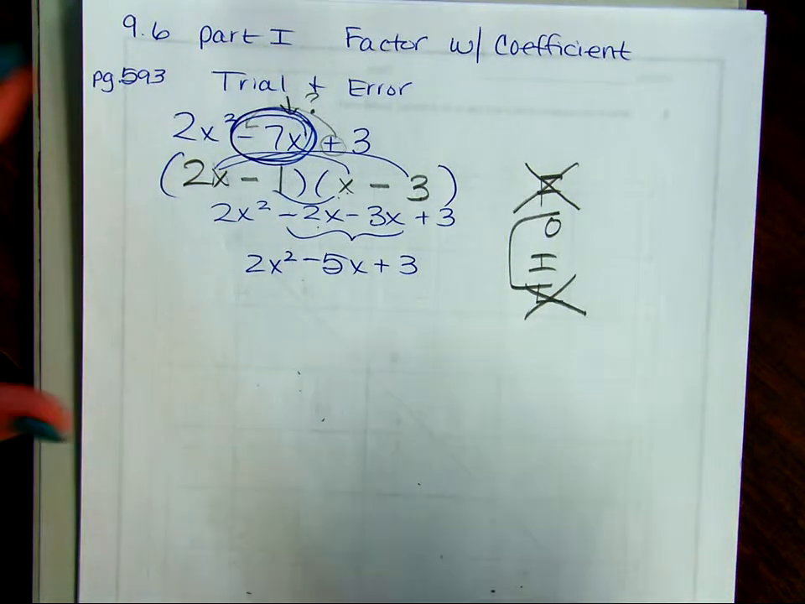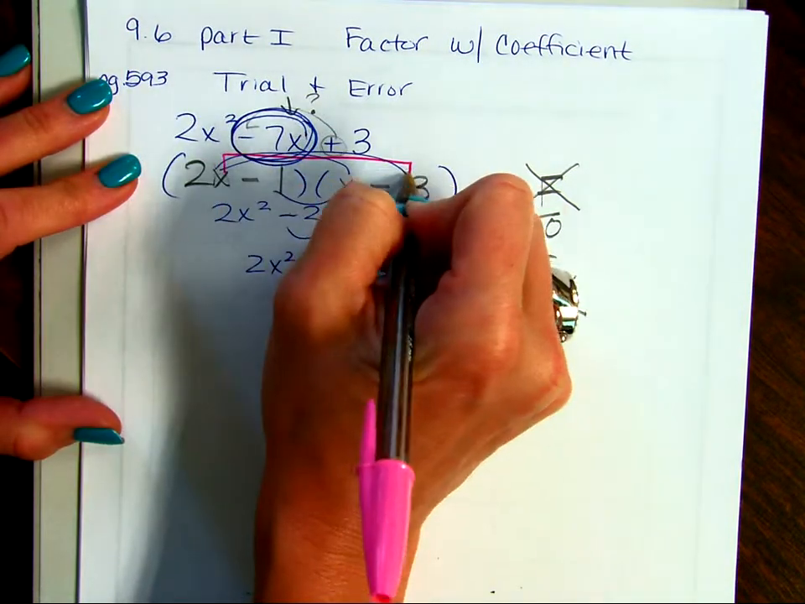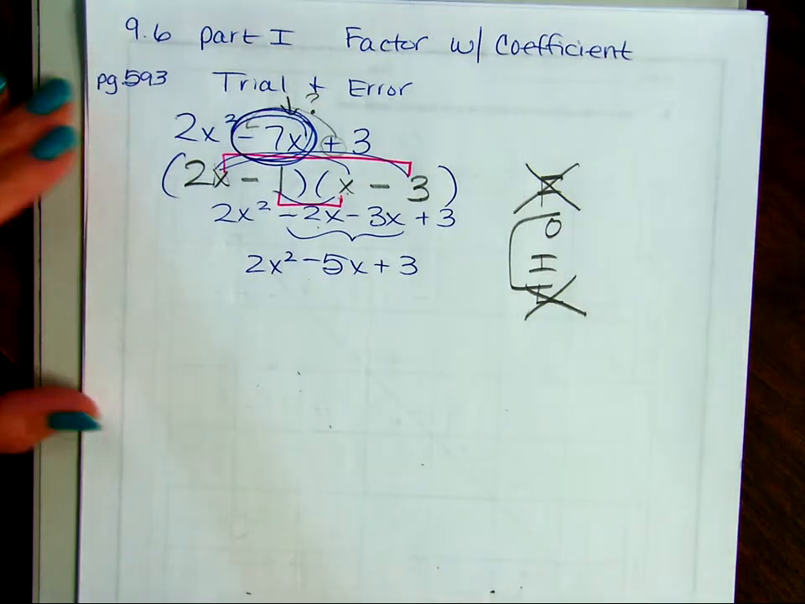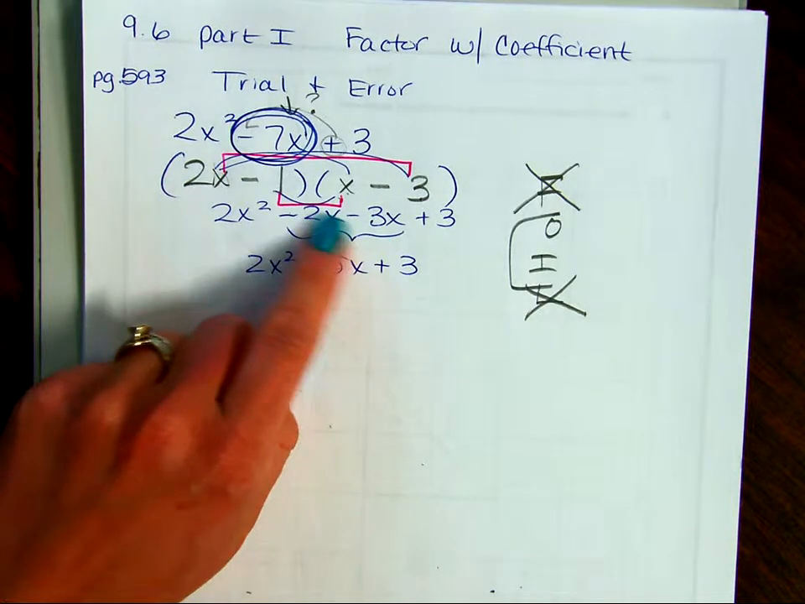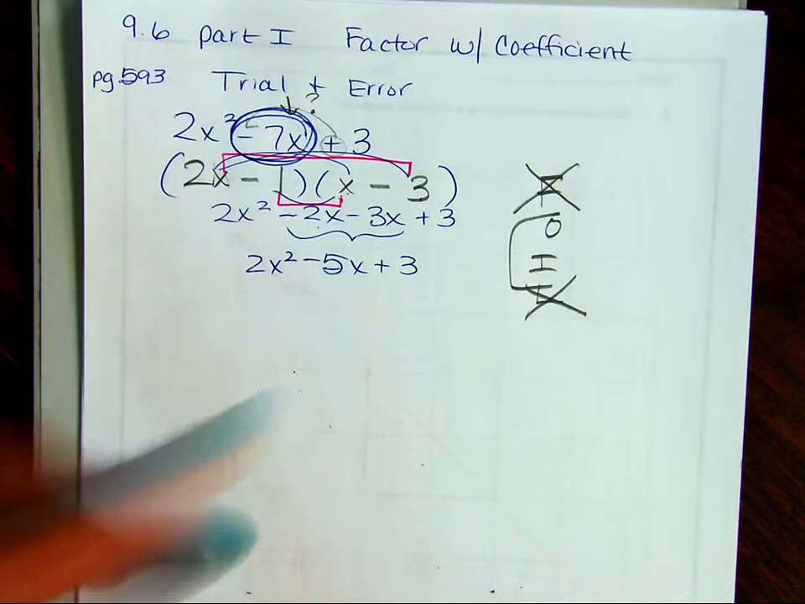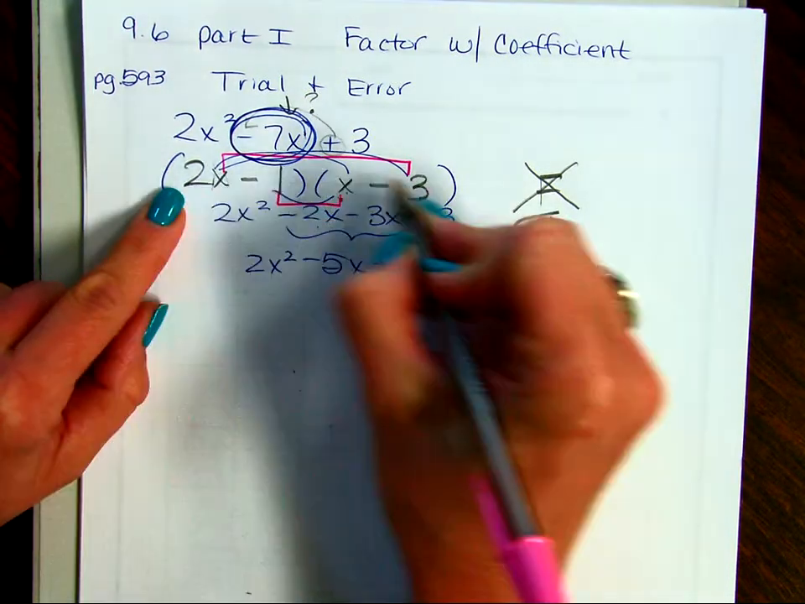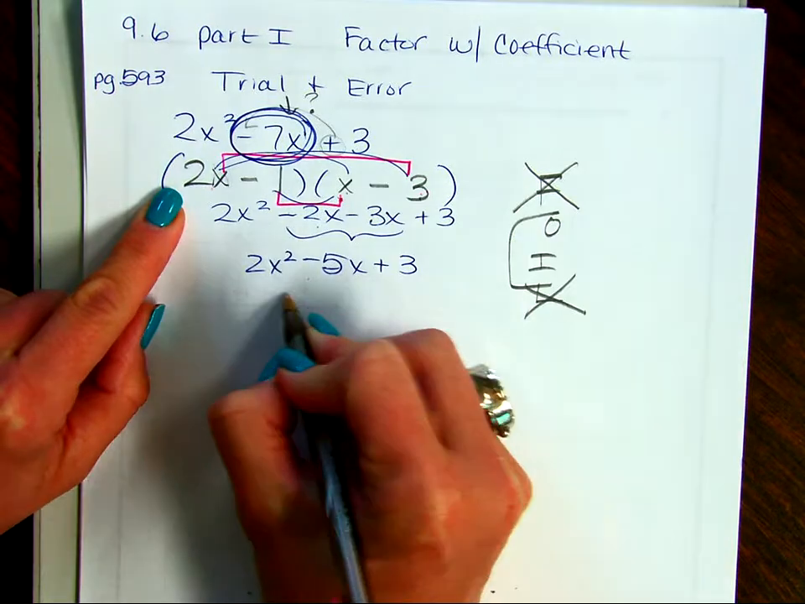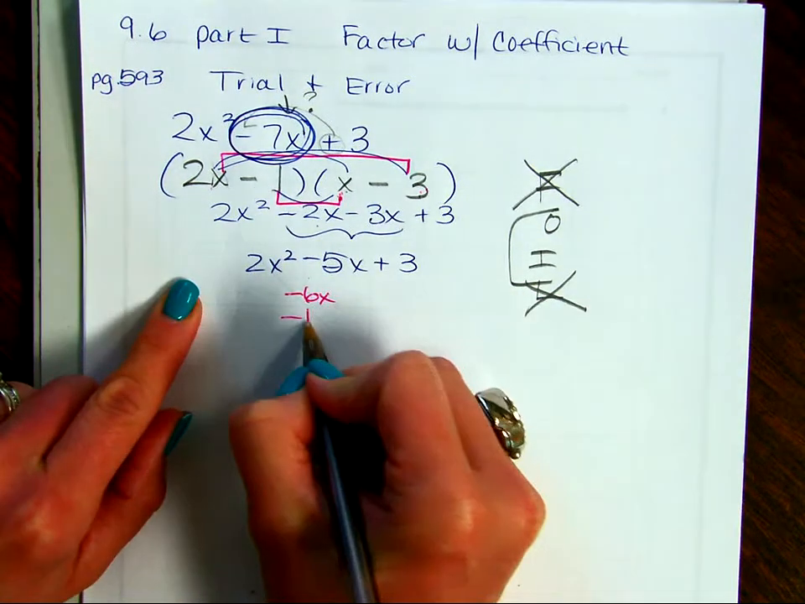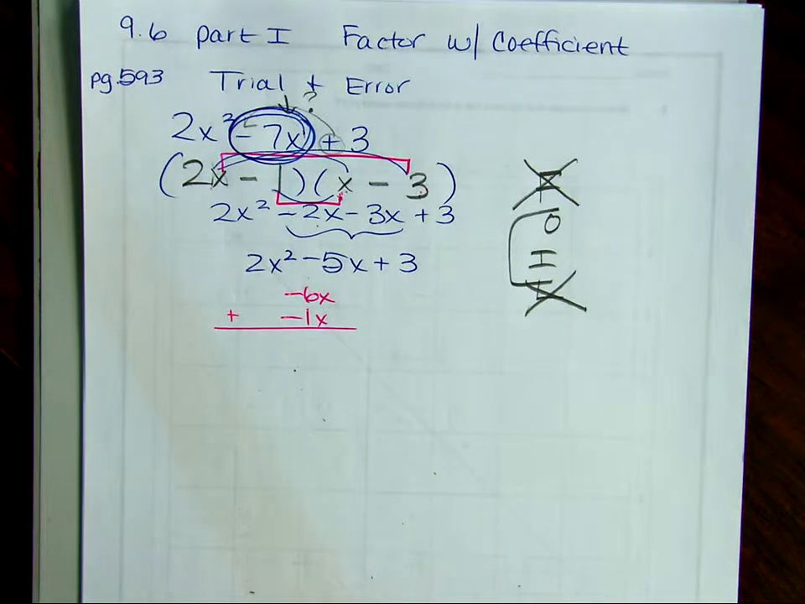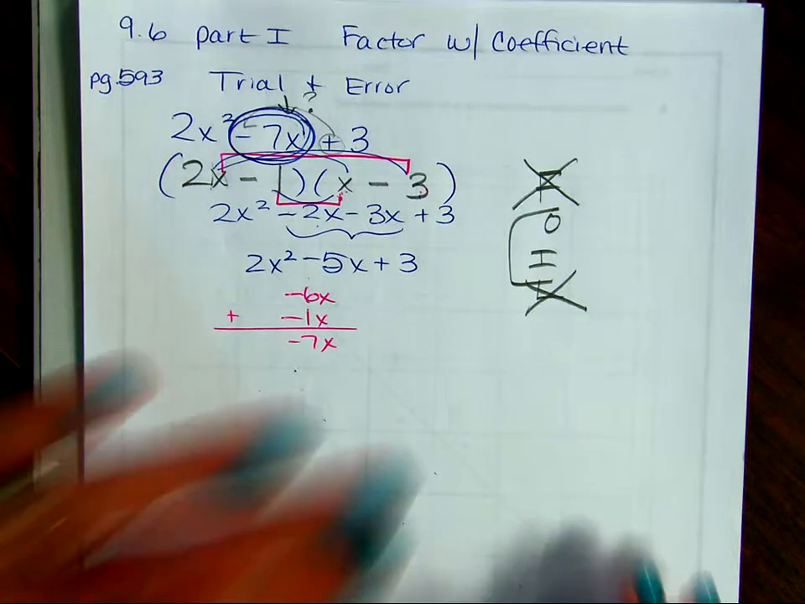So what you're going to do with your answer that you think is right is multiply your 2 outside times each other, your 2 inside times each other, which would give you these two things, and then add them, right? So watch. Here's your O, and here's your I. What is 2x times negative 3? What is negative 1 times x? And when I add those together, what do I get? Negative 7x. Okay? So that was a trial and error.